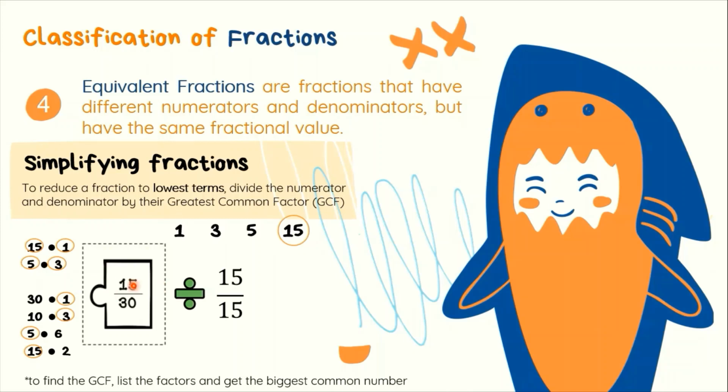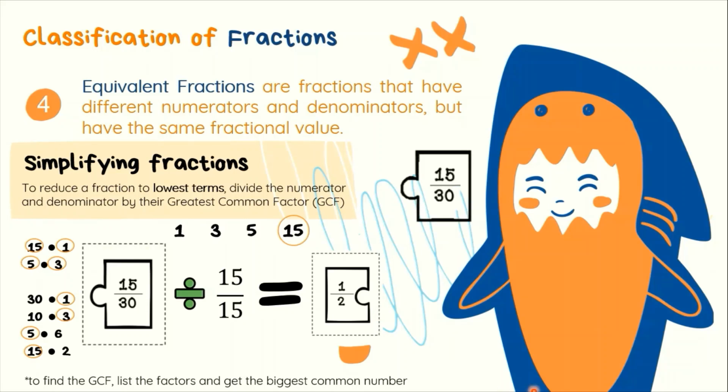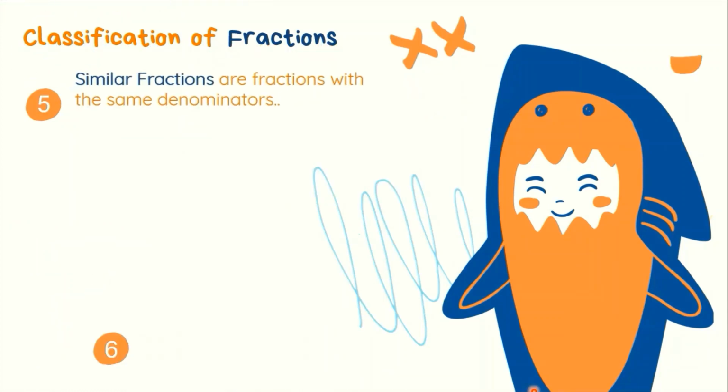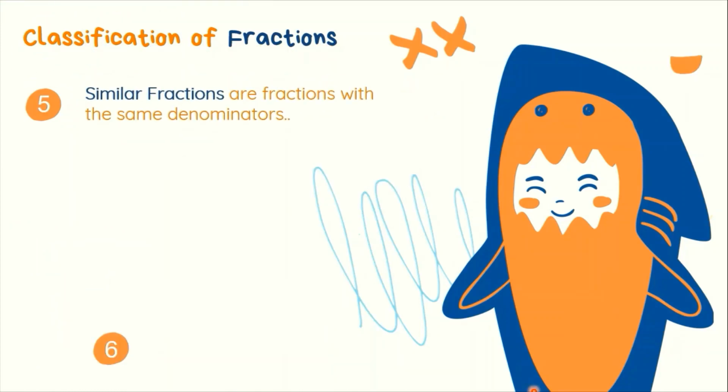So let's start. We have 15 divided by 15 and we have 30 divided by 15. The answer is 1 over 2 or 1/2 dahil 15 divided by 15 ay 1, 30 divided by 15 is equal to 2. Therefore, we can say that 15 over 30 is equal to 1/2. They are equivalent fractions. Another classification of fraction ay ang similar fractions.